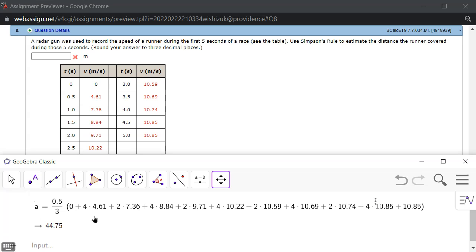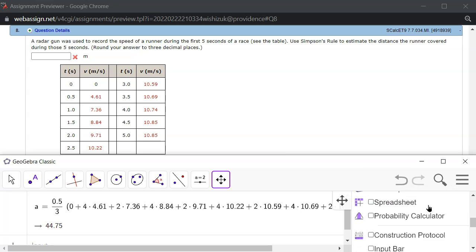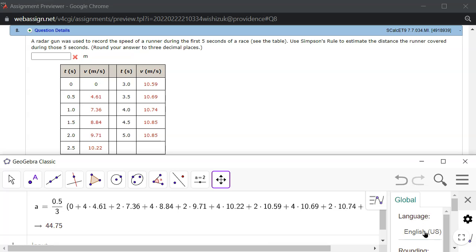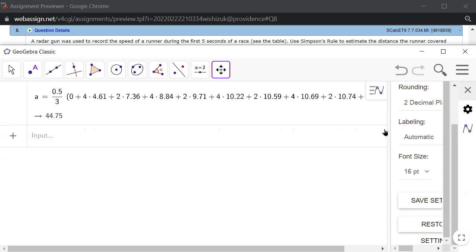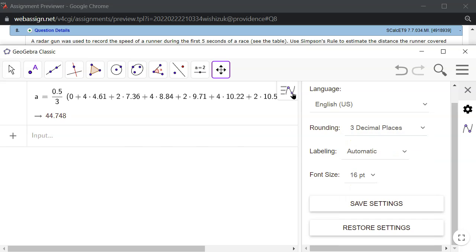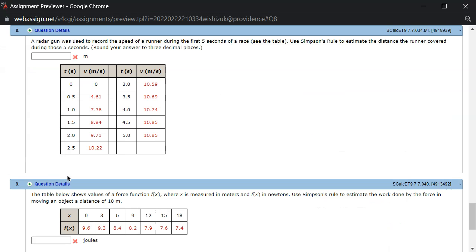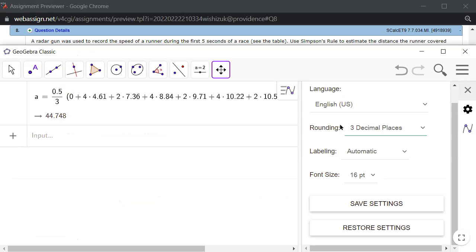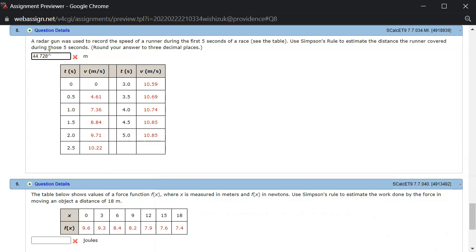I hit enter. We want 3 decimal places, so we have to go to settings and change it. Maybe I'll make it a little bit bigger. So it's 3 decimal places. So we get 44.748. Let's put that in. 44.728, was it? I don't remember. Sorry, 44.748. Yeah.